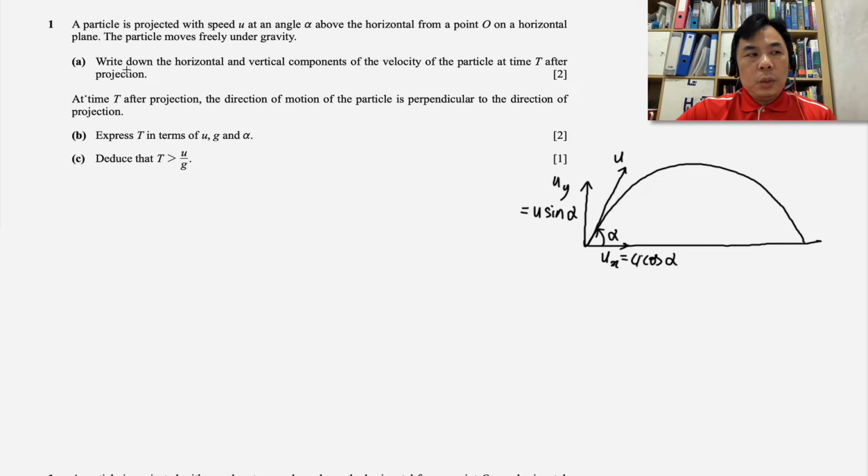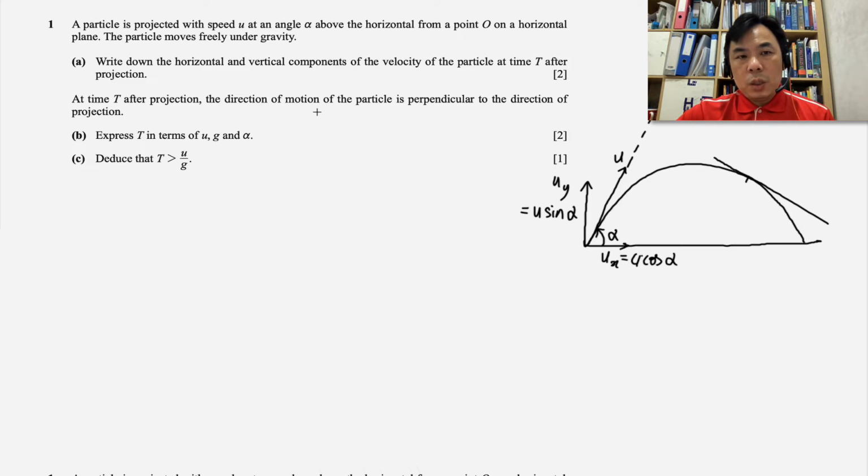For the first question, we need to write down the horizontal and vertical components of the velocity of the particle at time t after projection, but this is the initial component of the velocity at the launching time. Now let's draw at time t. It could be somewhere here, for instance. Let me clean this up. I'll extend this further up to look at the second part before I fully answer question one, because question one is quite direct anyway. If you want to answer it, there shouldn't be any problem.